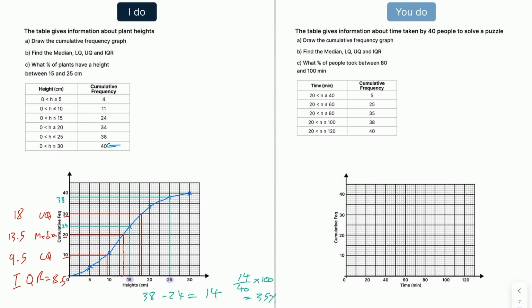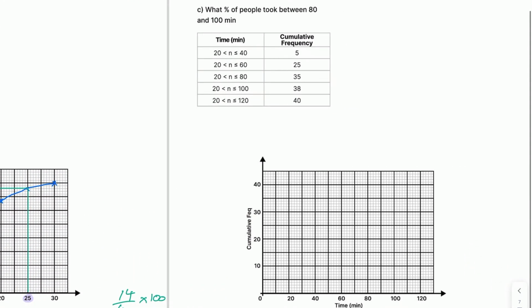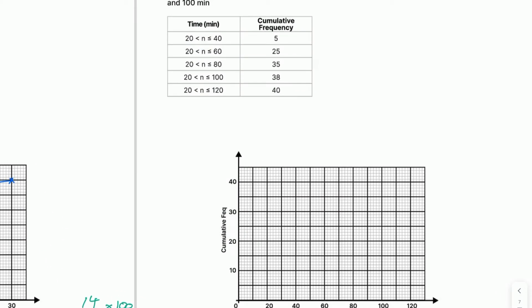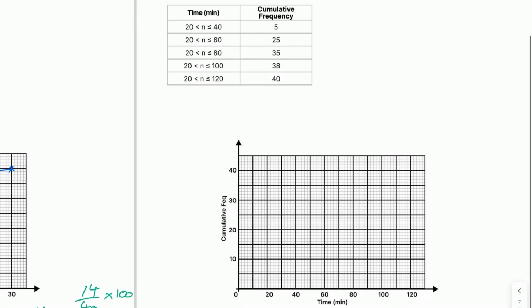So again, press pause and have a go at the example on the right. Again, they have given us the cumulative frequency. They've told us in total there are 40 people, and we need to plot this. So again, plot against the endpoints. So we are plotting 40 and 5. We are then plotting 60 and 25, 80 and 35, and 120 and 40. Cool. And we are drawing a line to connect these together.